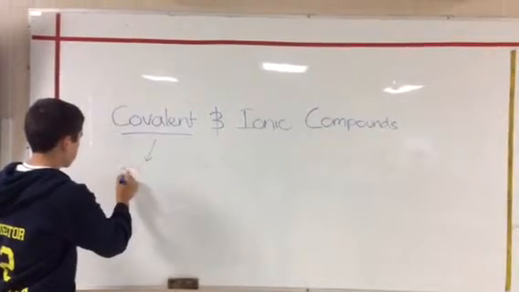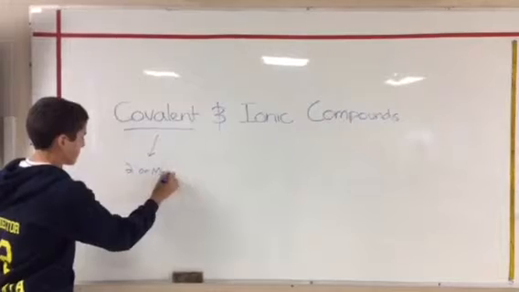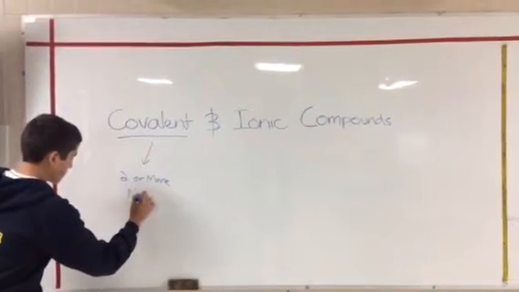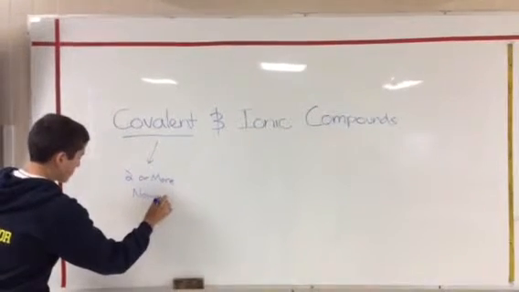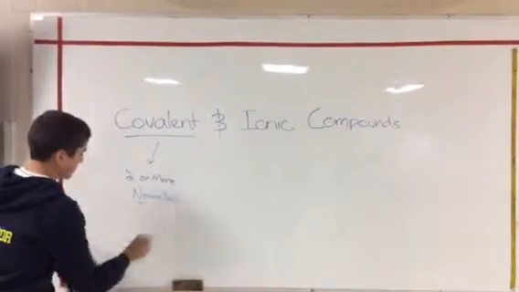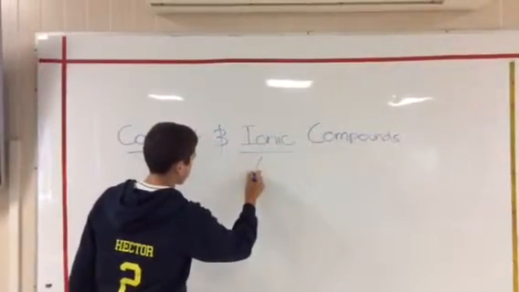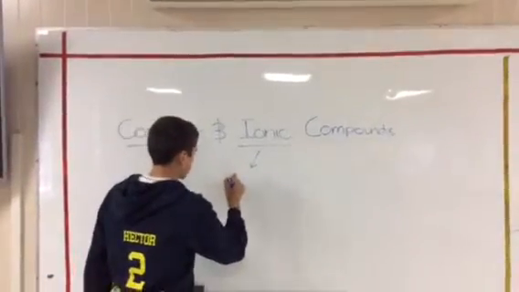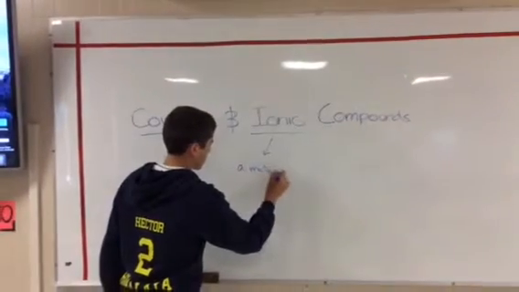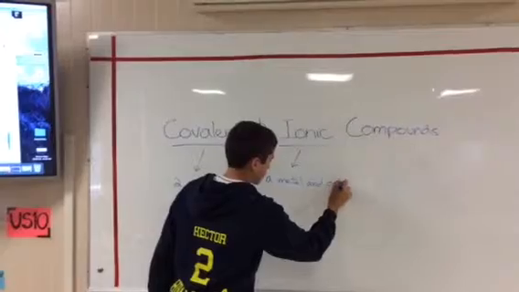Covalent and ionic compounds. The covalent compounds are formed by two or more nonmetals. Only nonmetals can form covalent compounds. The other kind of compounds are ionic compounds. Ionic compounds can be formed by a nonmetal and a metal. Any type of metal can be included in this form of compounds, like transition metals.